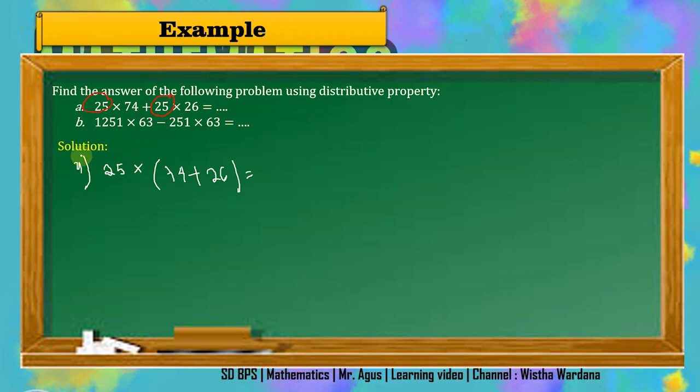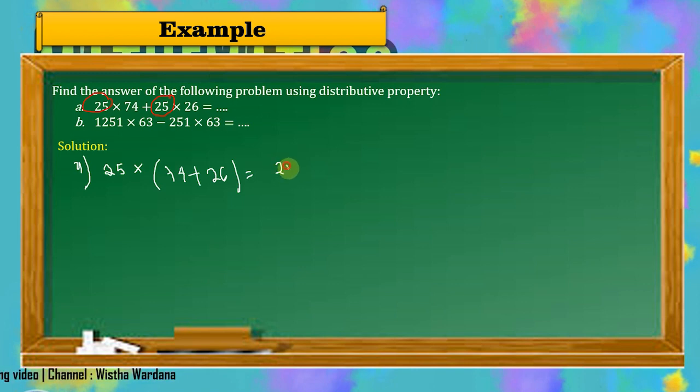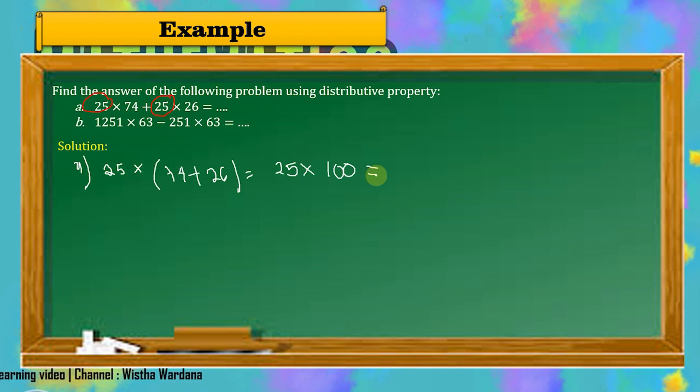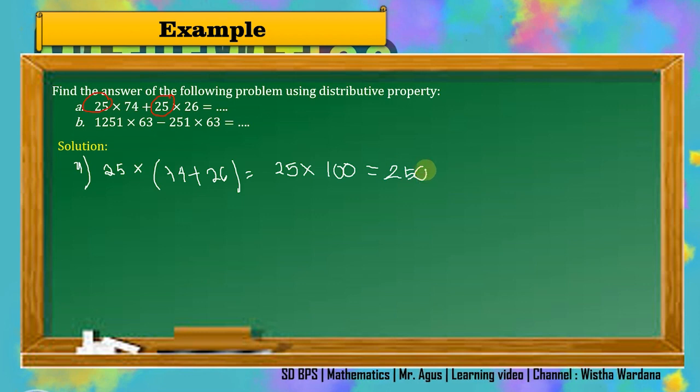After that, this is actually about simplification, and you can answer it like you answer a simplification problem. So 25 multiplied by the result of the problem in the bracket, 74 plus 26, is 100. After that, this is the multiplication by 100 and it will be easy for you. So the answer is 2500. Do you understand?